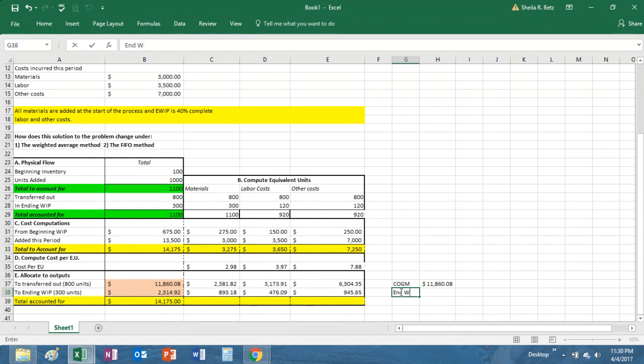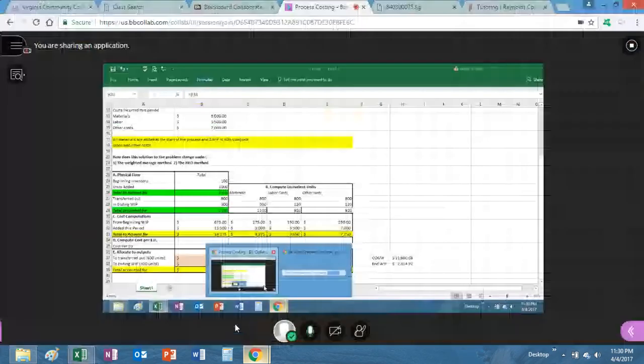And then my ending WIP, which is otherwise known as ending inventory, all right, what I had left in, well, I don't want to say inventory, let's write ending WIP. My ending WIP balance is the $2,314.92. So this is the amount of money I have in these 300 units thus far. They're not finished. How do I know they're not finished? Because they're still sitting in work in process. If they were finished, they'd be over on finished goods. So this is what I have in that amount thus far. And that wraps up weighted average.